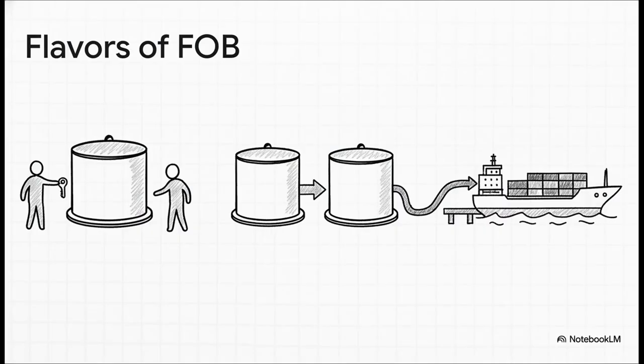And FOB can get even more specific. There are different flavors, you could say, depending on exactly how the buyer takes ownership. It could be a tank takeover, where the buyer literally takes over the lease on the seller's storage tank, or tank to tank, where the product is pumped to a different tank nearby, or the classic, tank to vessel, where it's pumped right onto the buyer's ship. Every single detail is spelled out.